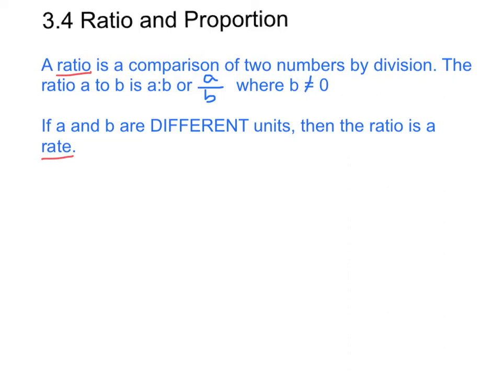The second vocab word is a rate. If A and B represent different units, different labels, then what you're talking about is a rate. For example, gas right now averages $3.62 per gallon. That's a ratio. However, since they're two different units, we're talking about dollars per gallon, the ratio is called a rate.